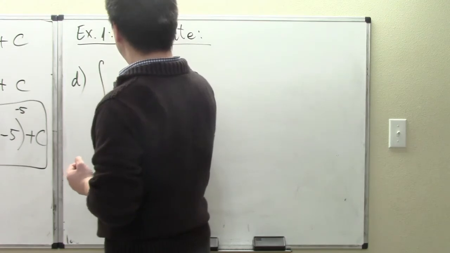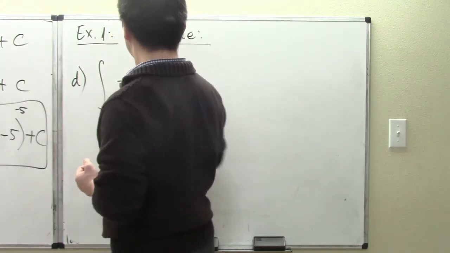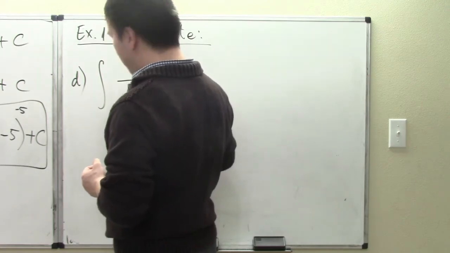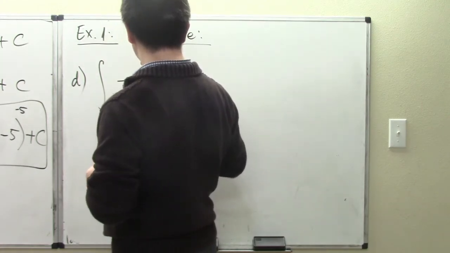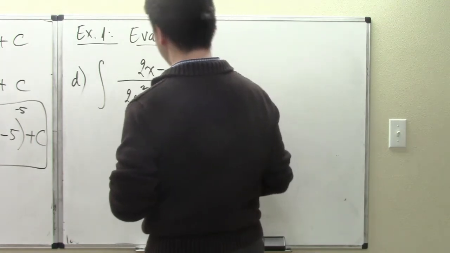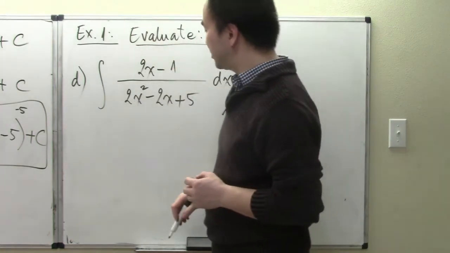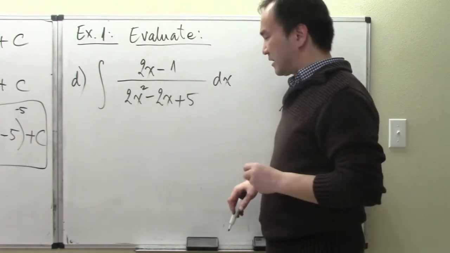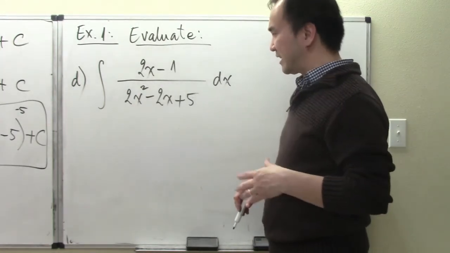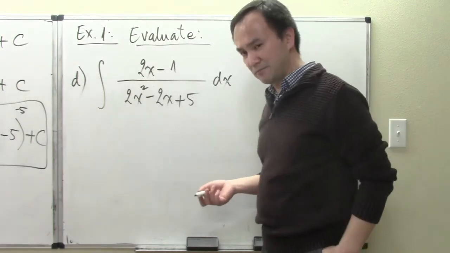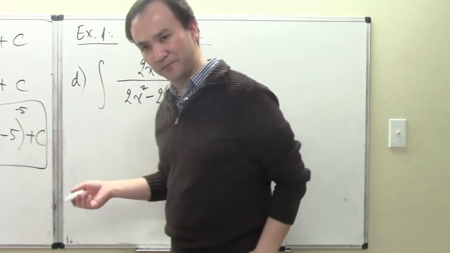So how about 2x minus 1 over 2x squared minus 2x plus 5, dx. It's completely a rational expression. And now I'm going to substitute. For a problem like this, I don't see any high power. I don't see any roots or anything like that. Just a rational expression. But this is what I'm showing you right here from my experience.